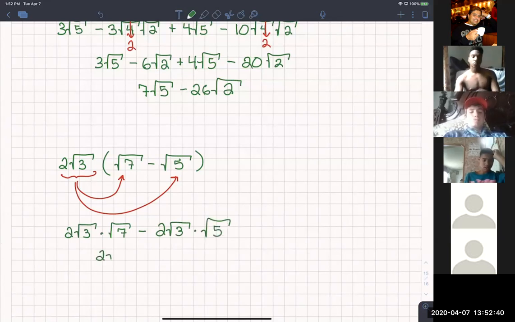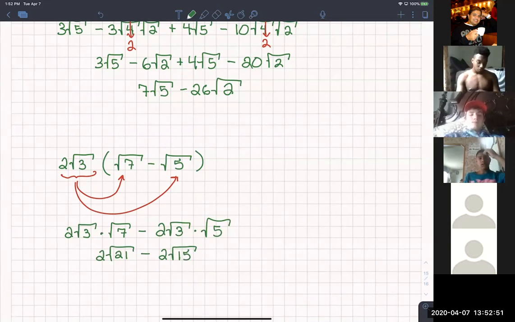Okay. Now, can I simplify any of these radicals? 15, I think. No, I can't. What does 15 break into? Well, none of them are a perfect square. So I cannot simplify it further. It doesn't matter if it can break. Even 21 can break into 3 and 7. But the problem with those is that neither of those are perfect squares, so you can't do anything more. All right.